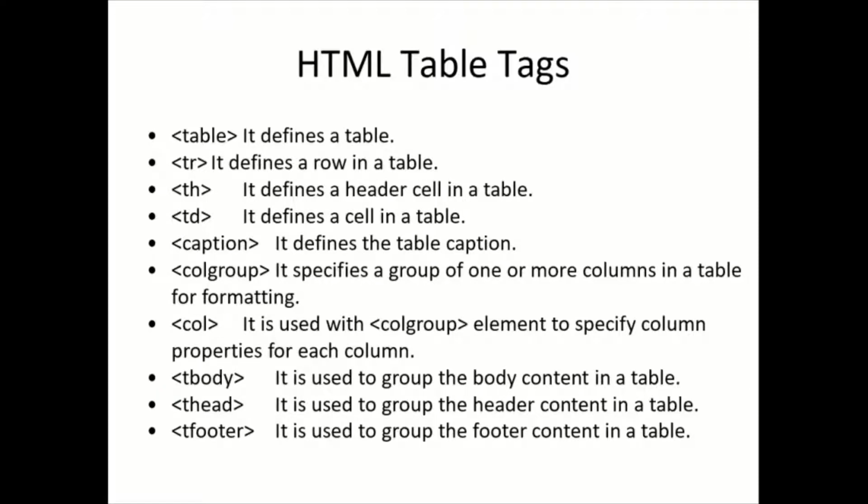Colgroup specifies a group of one or more columns in a table for formatting. Like, if we want to format more than one column, then we can apply colgroup, so that whenever we apply any property in that colgroup, it will affect all of them. Col is used with the colgroup element to specify the column properties for each column.